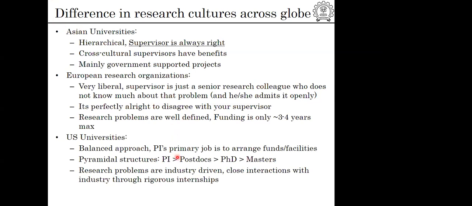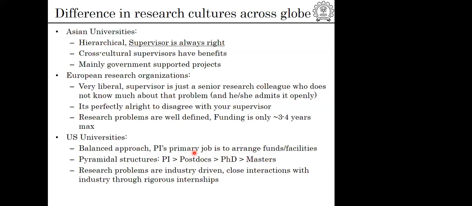So US universities follow a balanced approach, where the primary objective of the PI, or principal investigator, is to arrange the research funding and ensure that everybody has a research facility to carry out the research work. Okay, and they have a pyramidal kind of structure where you have master's students and PhD students.